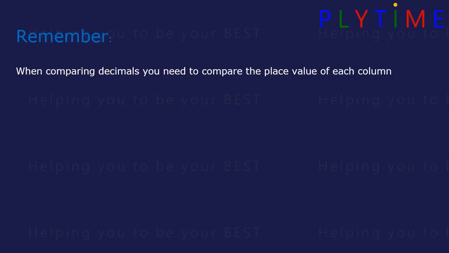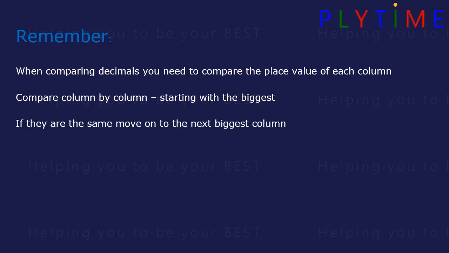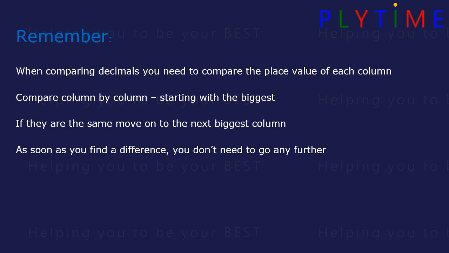Remember, when comparing decimals, you need to compare the place value of each column. Compare column by column, starting with the biggest. If they are the same, move on to the next biggest column. As soon as you find a difference, you don't need to go any further. Give your answer in the order asked by the question.